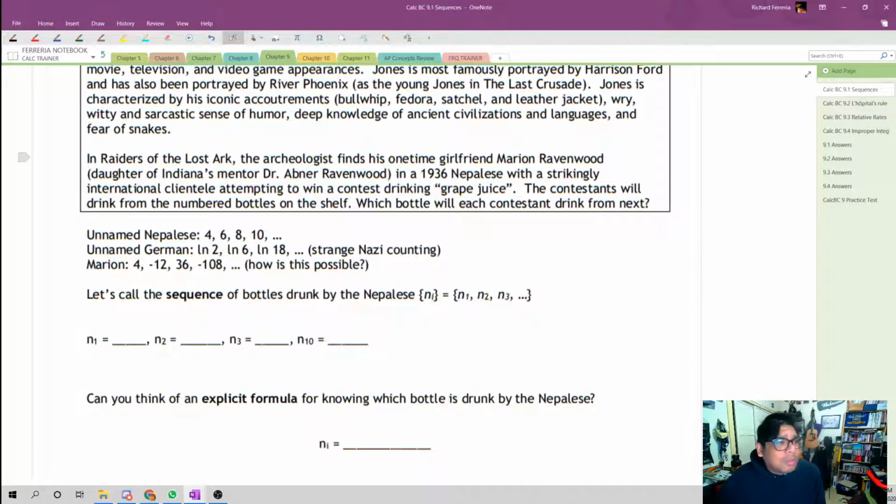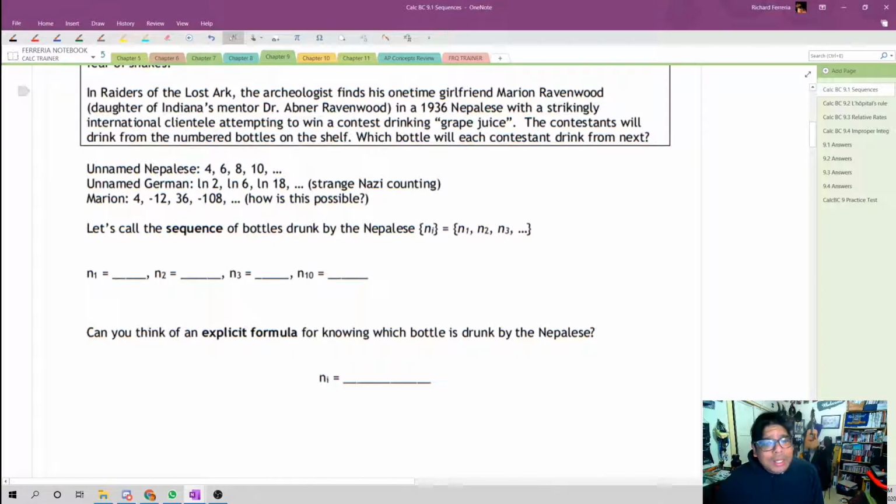The contestants will drink from numbered bottles on the shelf, and which bottle will each contestant drink next? So, some unnamed Nepalese drinks bottles 4, 6, 8, and 10. What bottle will he drink next? Some unnamed German goes with bottle 2, 6, 18, and then Marion 4, negative 12, 36, negative 108, and yeah, that's kind of weird.